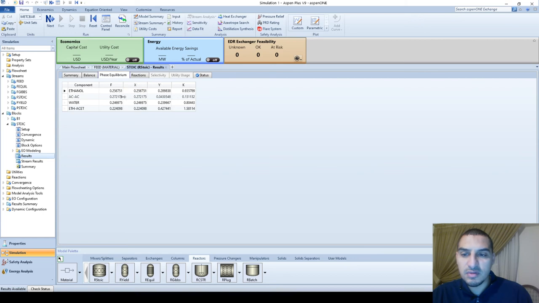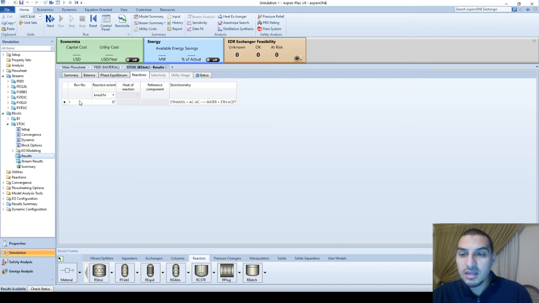For the phase equilibrium, it gives you the x and y's and the k values for each one of these components. But here you can see that it gives you the reaction extent. It tells you the conversion is 87, or this is the number of moles that come out. It's 87 kilomoles per hour. Okay, and this is for reaction 1, which is the reaction that we know, and you can get the heat of reaction, but it's not generating the heat of reaction actually. And this is something that we will visit in a minute.